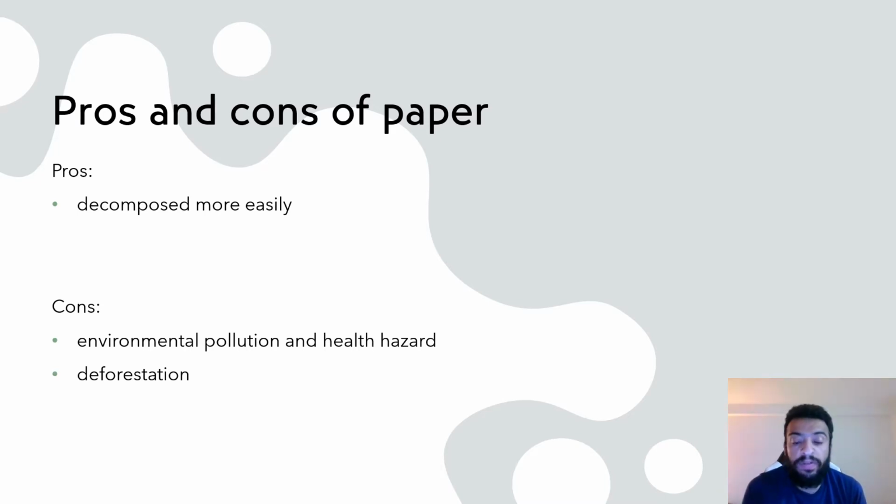toxic chemicals like printing inks, bleaching agents, and hydrocarbons that are incorporated in the paper during the development process, which leaches into the food chain during the paper production process. Also, deforestation, because currently, 40% of the global wood has gone through paper.